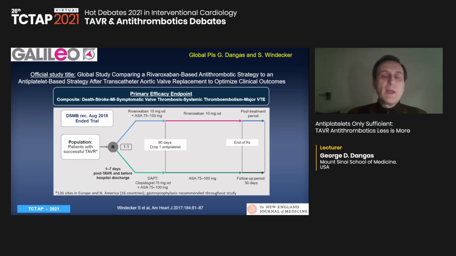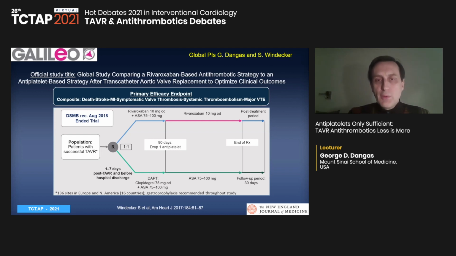Then we studied, in collaboration with several of the participants of this session, in this very provocative study, GALILEO, introducing a regimen of medium or low dose anticoagulation with daily rivaroxaban, only 10 milligrams. Let's remind everyone the full dose for AFib is 15 to 20 milligrams daily for this agent.